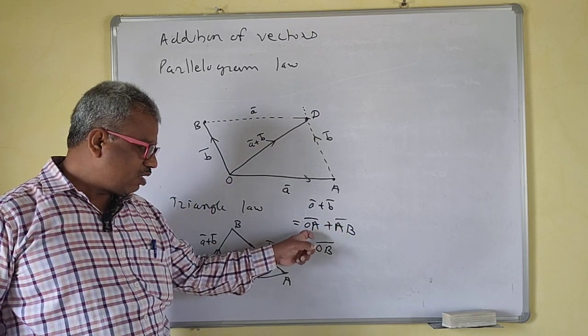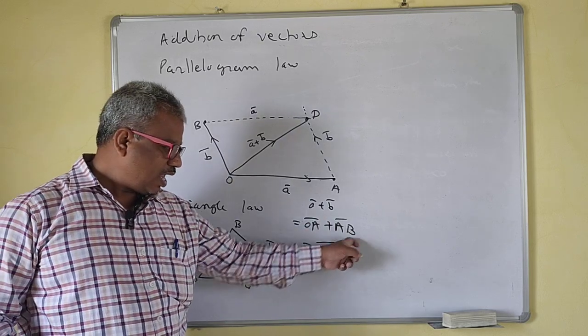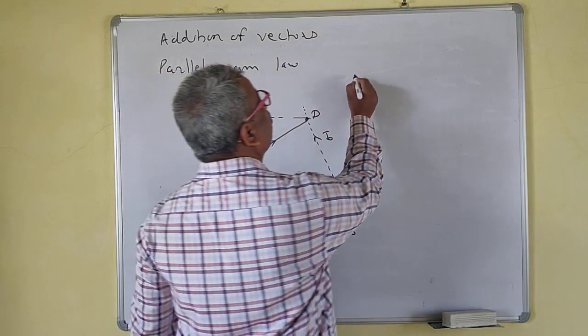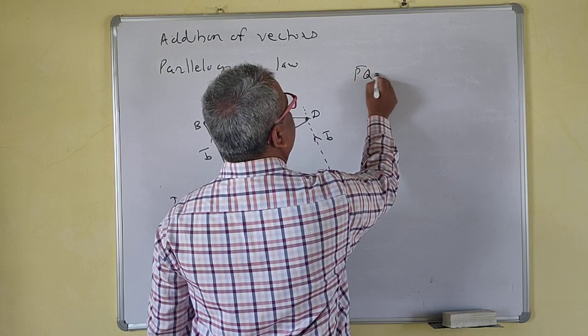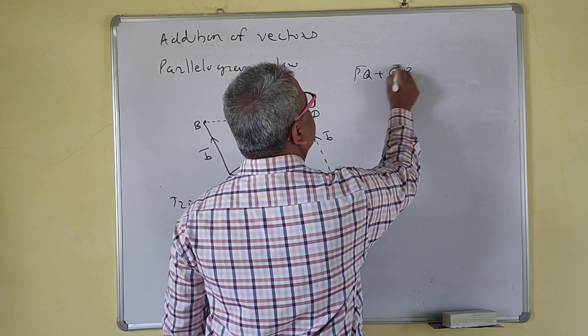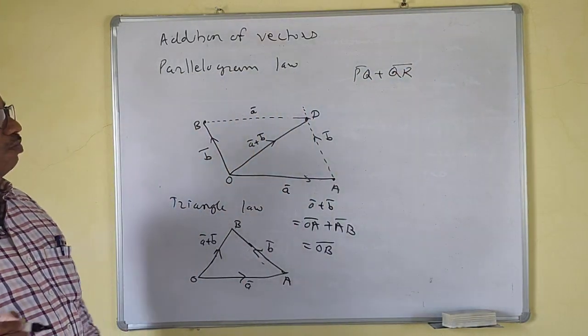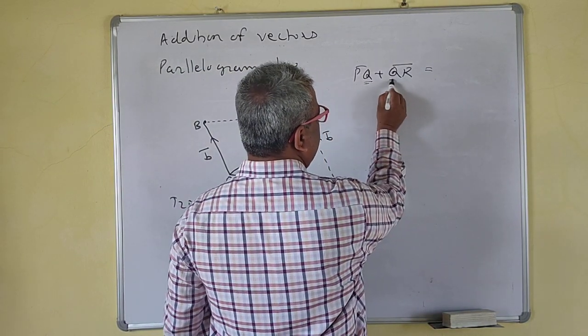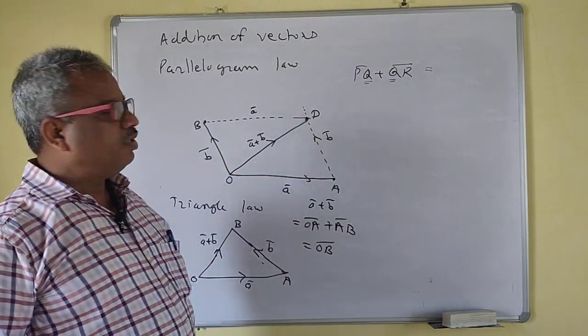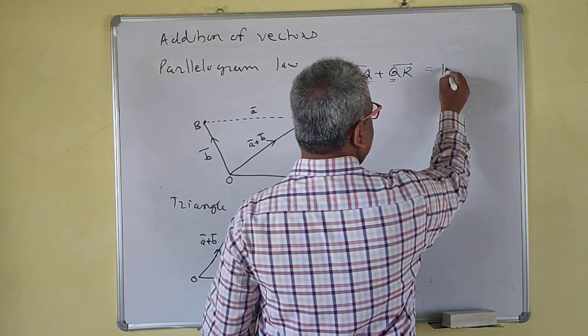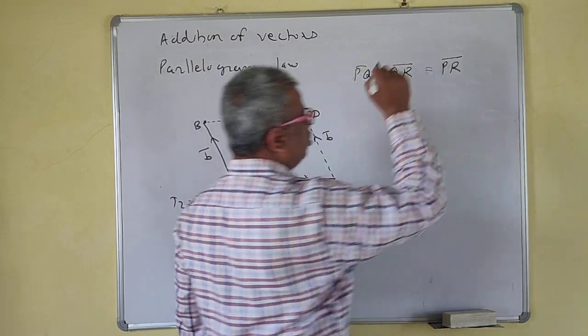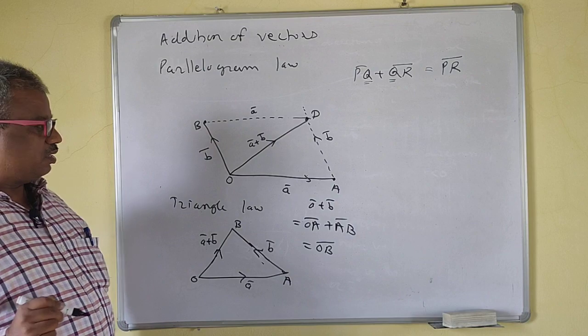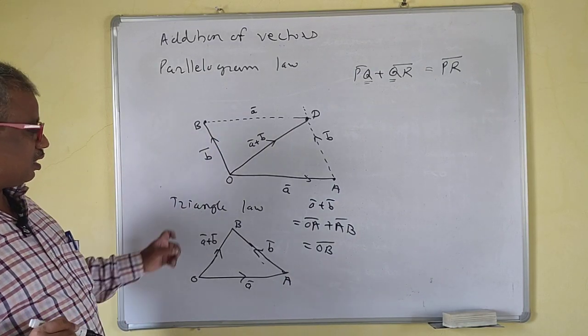Then what is the addition? See, initial point and terminal point. If somewhere you get PQ bar plus QR bar, what do you have to write? Here the terminal point and initial point are the same. Then directly you can write, by the triangle law, the addition of these vectors will be PR bar. This is the application of the triangle law.